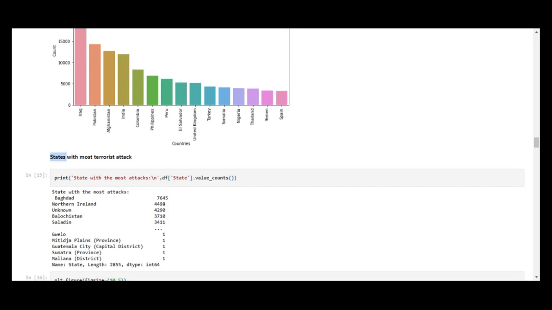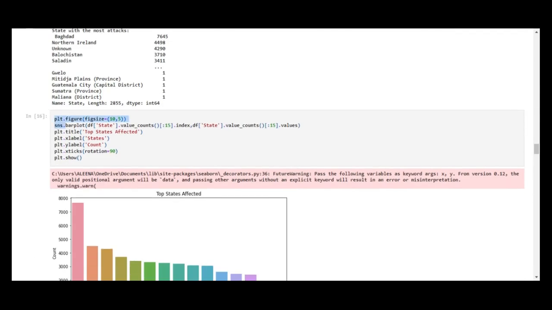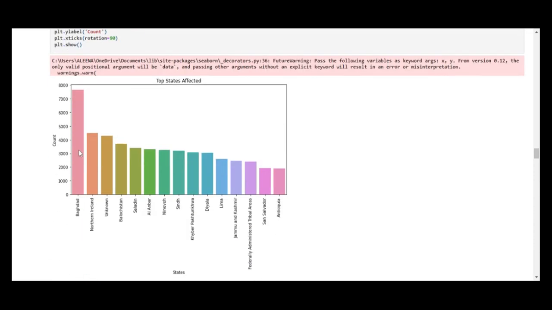Moving on to the state-wise terrorist attacks, the list of the states has been printed below. Here also, I have plotted a bar plot. Now, in this visualization, we can clearly understand that Baghdad was the only state with a high number of terrorist attacks.